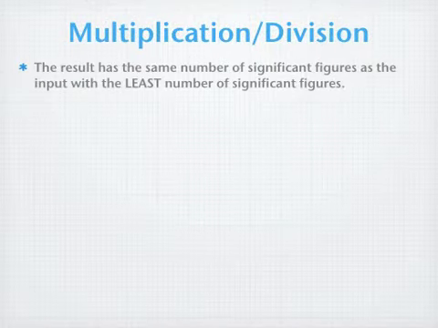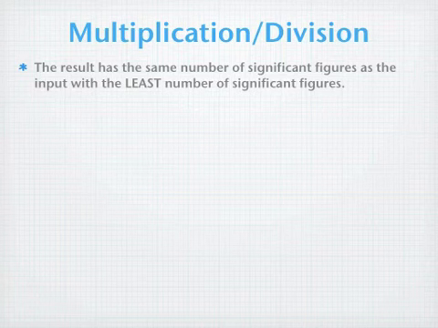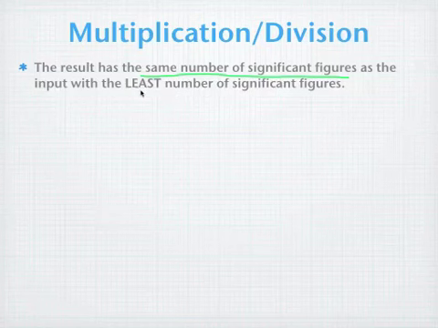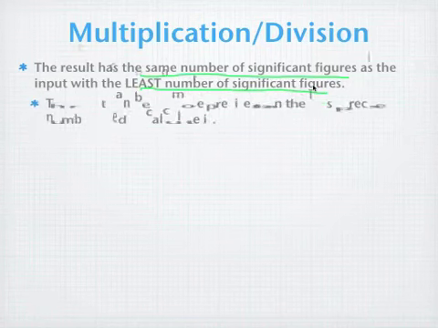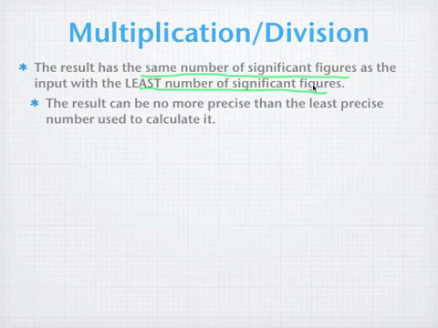Alright, so let's take a look at determining the correct number of significant figures to round a calculation to. There are 2 sets of rules. The first one: in multiplication and division, the result has to have the same number of significant figures as the input with the least number of significant figures. This is really just a way of saying that the result can be no more precise than the least precise number used to calculate it.